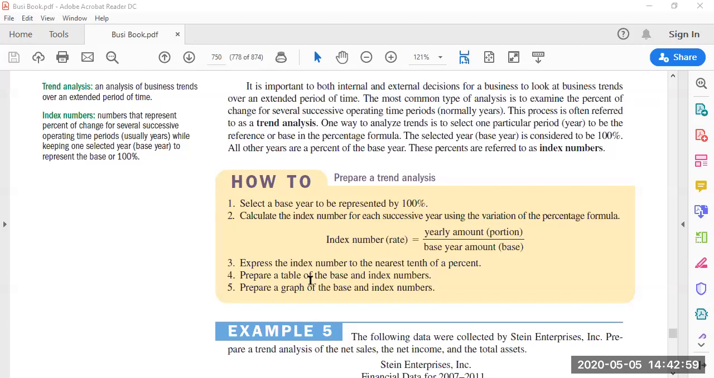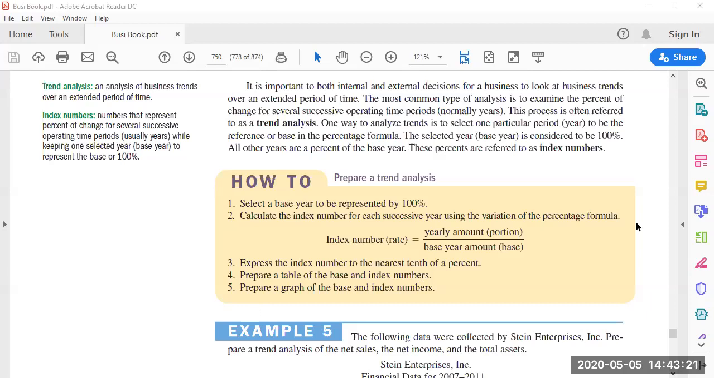Then you prepare a table of the base and index numbers. So for however many years you have data, you do this step in step 2. You get all those index numbers, you prepare a table of the base and index numbers, and then finally you graph them. Prepare a graph of the base and index numbers.